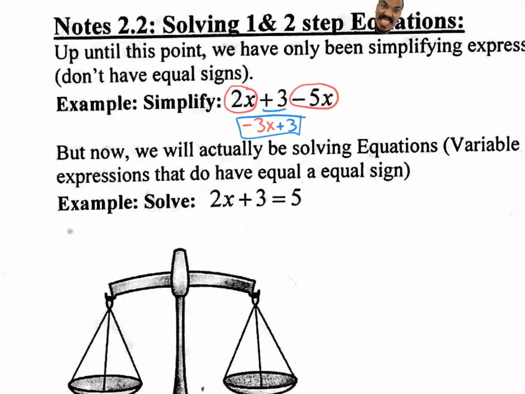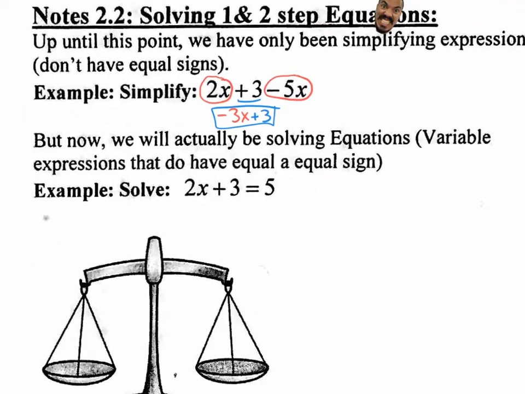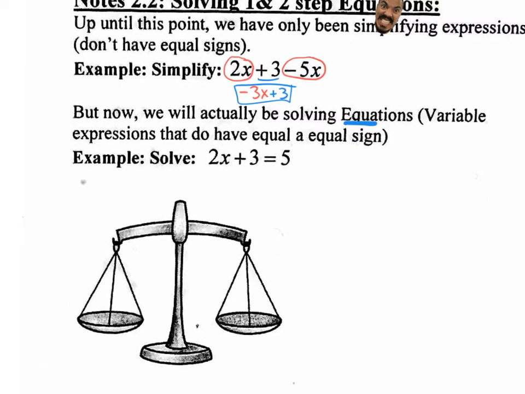Today, we're actually going to start solving equations. And what are equations? They're variable expressions that do have an equal sign. Up here, there was no equal sign. Down here, we do have an equal sign. Again, the word equa inside equations reminds us that we need an equal sign for it to be an equation. So what is an equation?